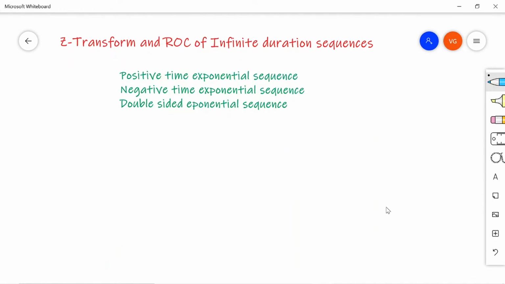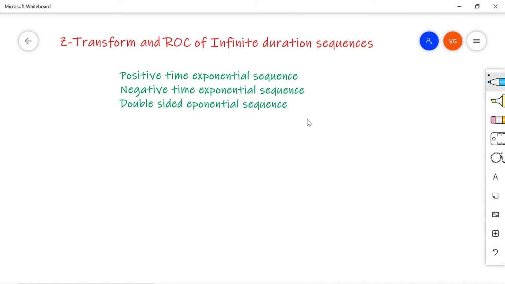And the last topic is Z-transform and ROC of infinite duration sequences. Again, there are three types of infinite duration sequences: positive time exponential sequence, negative time exponential sequence, and double-sided exponential sequence.